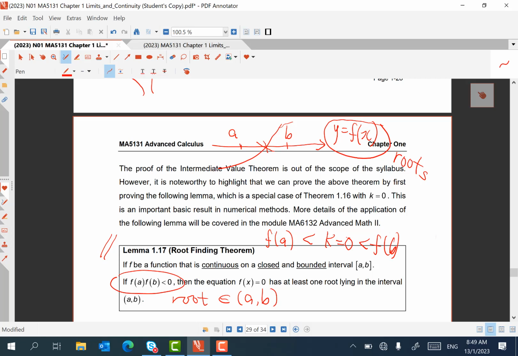So therefore, by the IVT, we can always say that there is a value C such that f of C will map to K. And this value C, therefore, is the root of the function or the root of the equation. So using the intermediate value theorem, when applied to this scenario, we are able to identify where roots lie by chancing upon a pair of numbers A and B such that F of A and F of B give you a negative product.